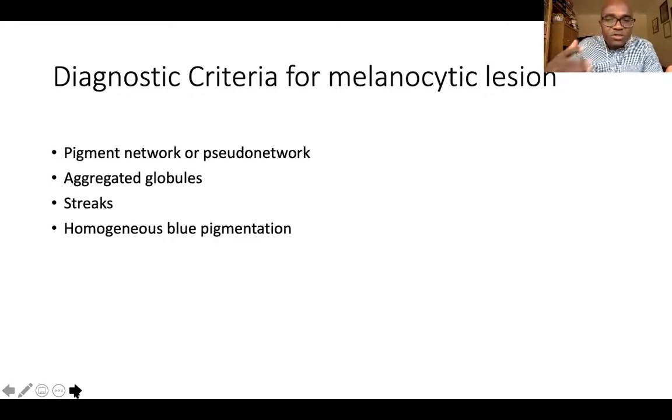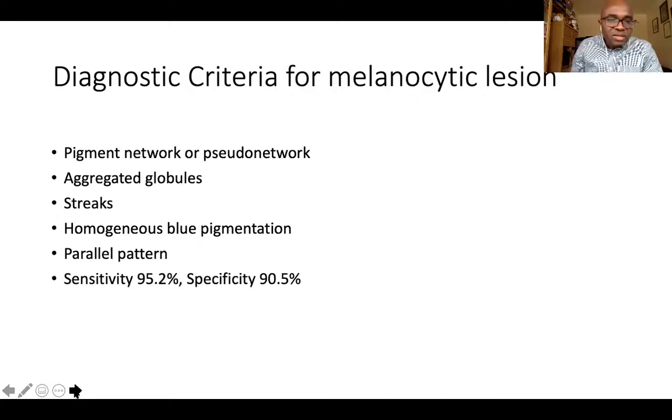Is there a homogeneous blue pigment lesion that you're looking at? Or has it got a parallel pattern when you look at lesions from the palmar or plantar surfaces, or the acral surfaces, or volar surfaces, as some terminologies use. Because if you use this diagnostic criteria, the sensitivity of determining that the lesion is melanocytic, if it has all these features, is about 95.2%, which is quite high. The specificity is about 90%. Okay, so that will help you in the diagnostic criteria.